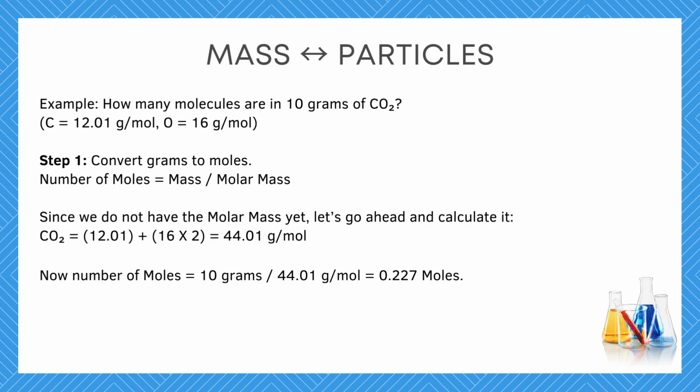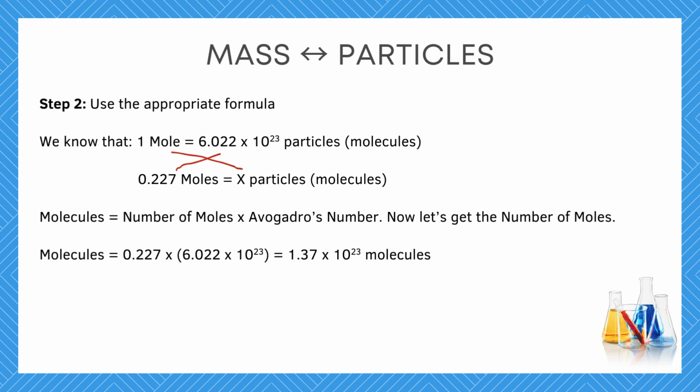Remember, number of moles is equal to mass over molar mass. Now, we have the mass, which is 10 grams, but we do not have the molar mass of CO2. So we have to calculate it. Calculating the molar mass of CO2, which we've done earlier, gives us 44.01 grams per mole. So we can now use the formula. Number of moles is equal to 10 grams divided by 44.01. That gives us 0.227 moles.